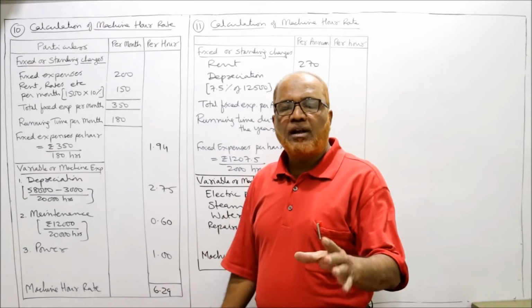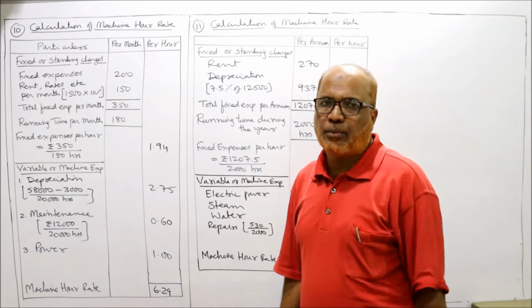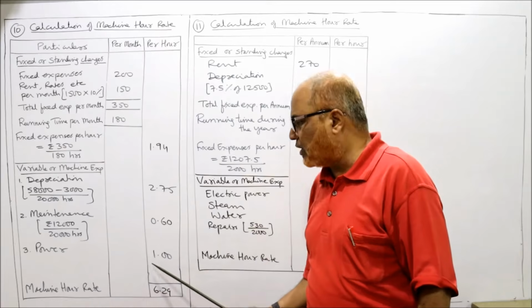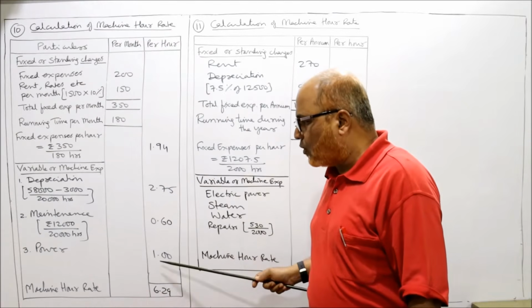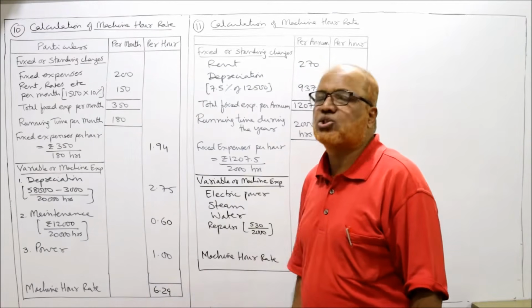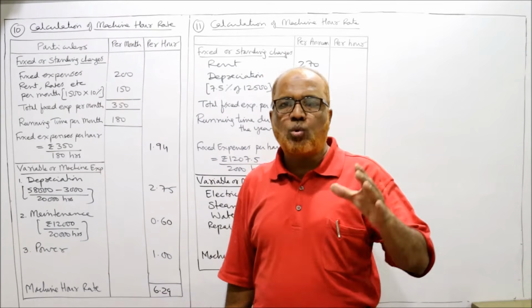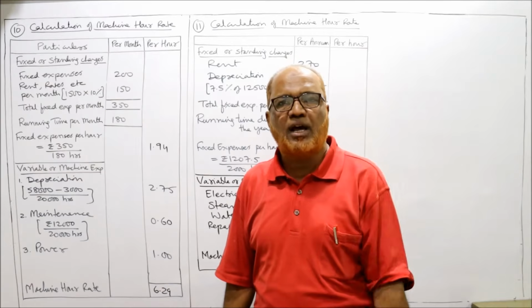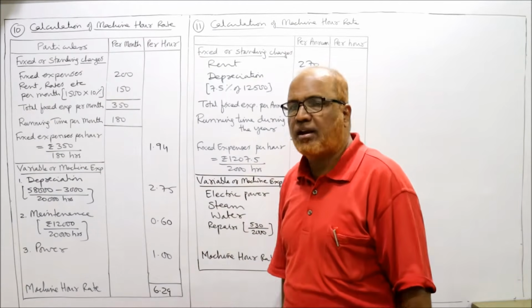Power per hour is given directly in the problem. Per hour consumption on the machine is 1 rupee. Now take the total of these 4 amounts, we get machine hour rate 6 rupee 29 paisa. It means to run the machine for 1 hour, it requires 6 rupee 29 paisa. This is the machine hour rate.